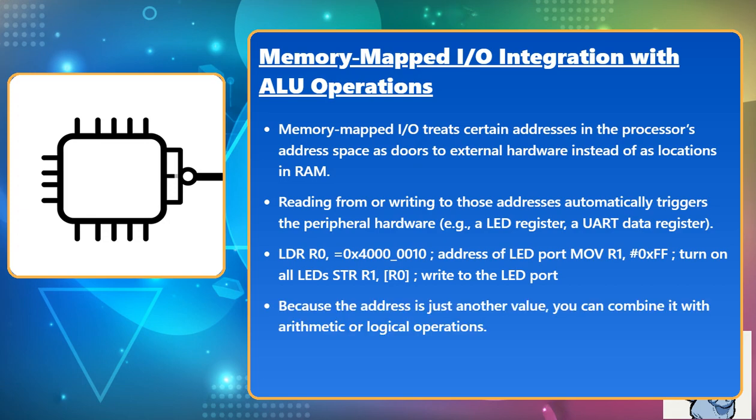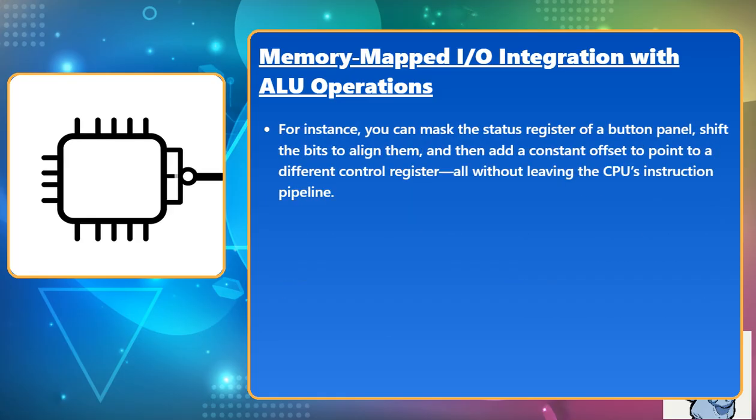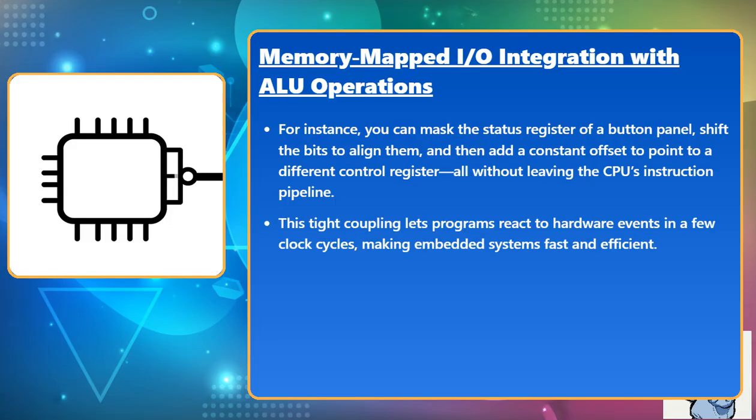Because the address is just another value, you can combine it with arithmetic or logical operations. For instance, you can mask the status register of a button panel, shift the bits to align them, and then add a constant offset to point to a different control register, all without leaving the CPU's instruction pipeline. This tight coupling lets programs react to hardware events in a few clock cycles, making embedded systems fast and efficient.